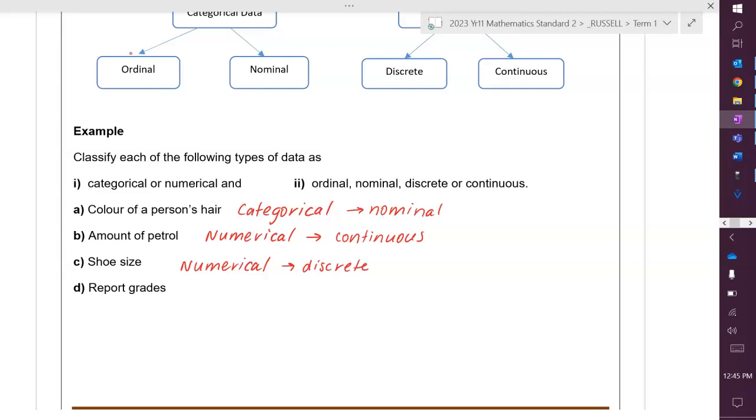And the last one here is report grades. So these are categorical. So if you get an A, B, C, etc., that is categorical. And because then we talk about A, B, C, and so on, that is ordered. So it's an ordinal piece of data.